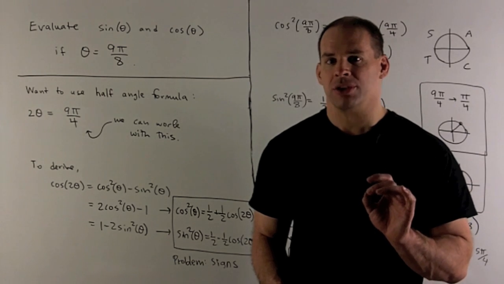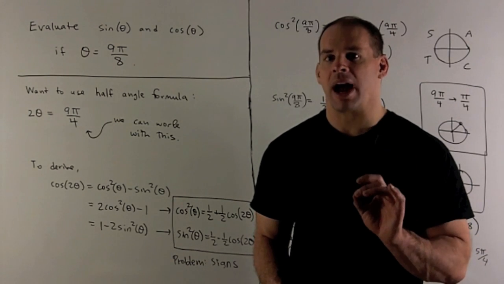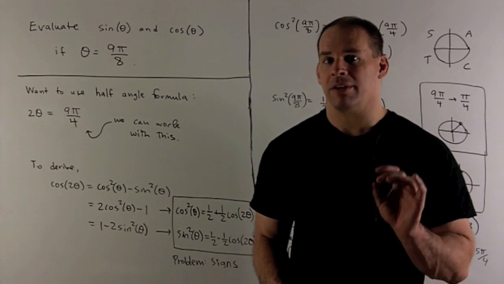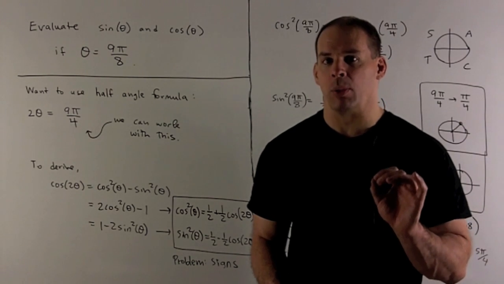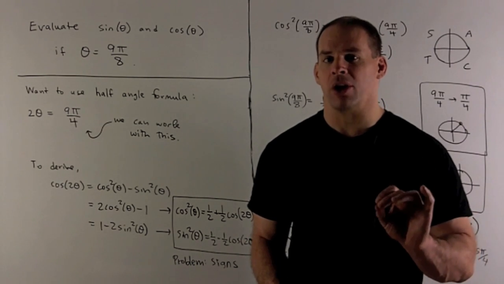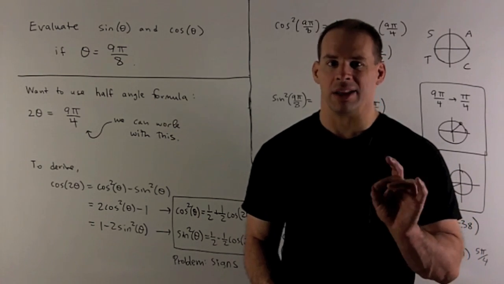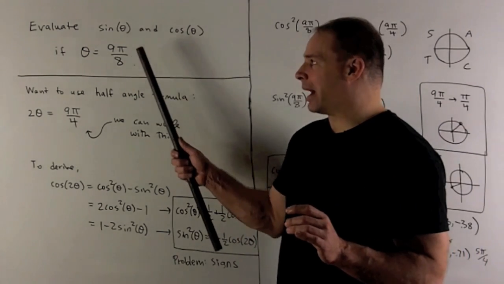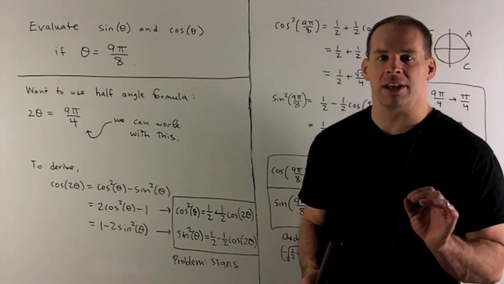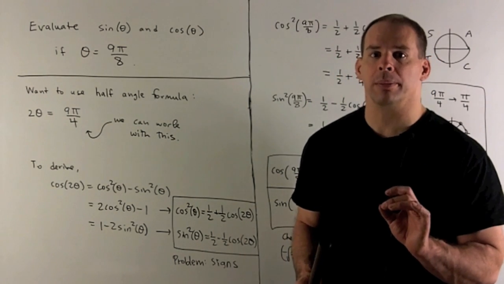But I'm not a big fan of memorizing a lot of formulas, so the way I would do this is just memorize your double angle formula for cosine. That's how you're going to derive your half angle formula anyway, so you're better off just starting on the ground there. Okay, let's take a look. So we're looking for sine and cosine of 9 pi over 8. 9 pi over 8 is 1/2 of 9 pi over 4.